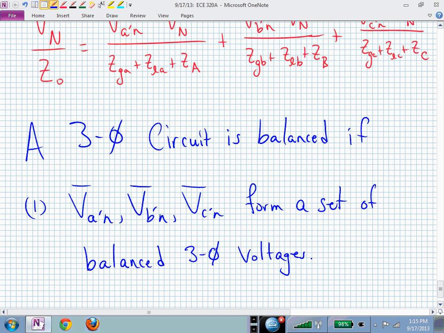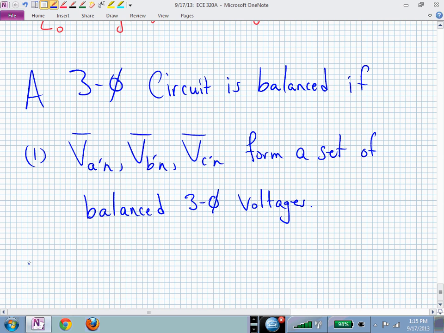And whether B is behind A immediately or whether C is immediately behind A depends on whether we have a positive phase sequence, ABC, or a negative phase sequence, ACB. Either of those phase sequences form a set of balanced three-phase voltages. We just have to know which one we're working with. But positive and negative can be okay.